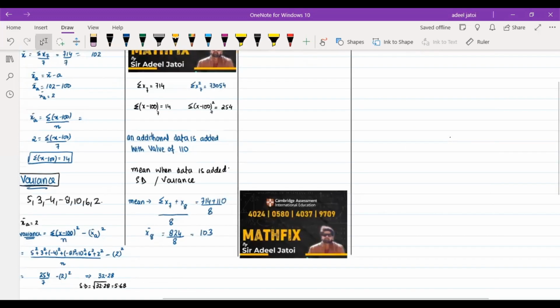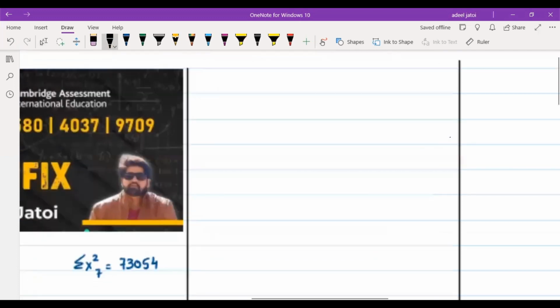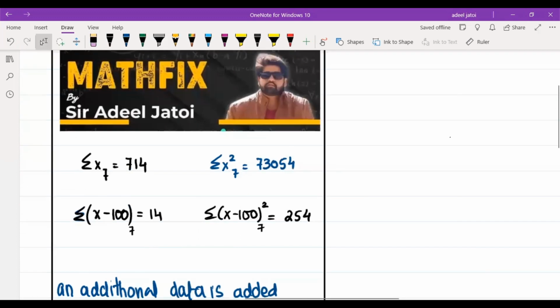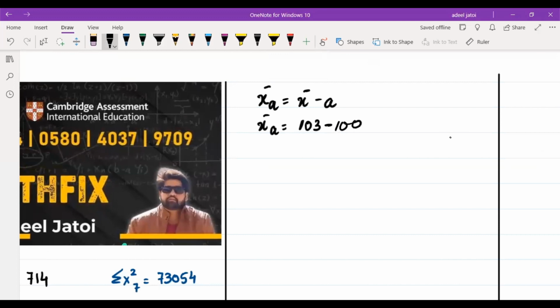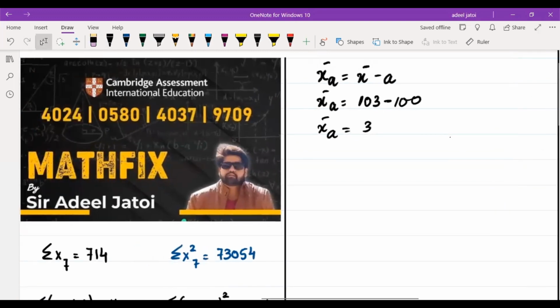Now, if I want to calculate my assumed mean directly, what I should be doing is assumed mean is equal to normal mean minus A. So that means the assumed mean will be, your normal mean is 103 and A is given in the question as 100. So if I subtract this by 100, your assumed mean should be 3. So let's just prove it as well. Do we get 3 as our assumed mean through the normal data?